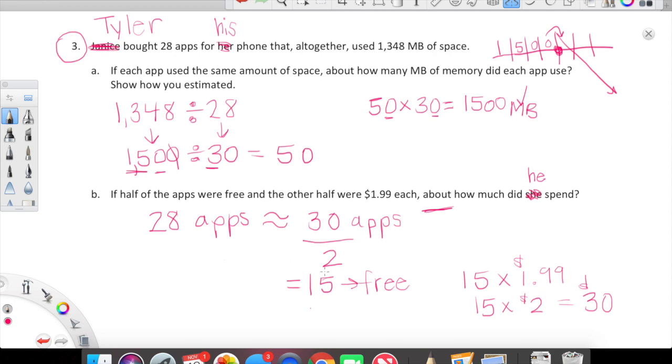If half of the apps were free, 15 approximately represent half of the apps. The other half cost $1.99. We rounded that to $2. Tyler spent about $30 on apps. Wow, I hope you got some good apps there, Tyler.